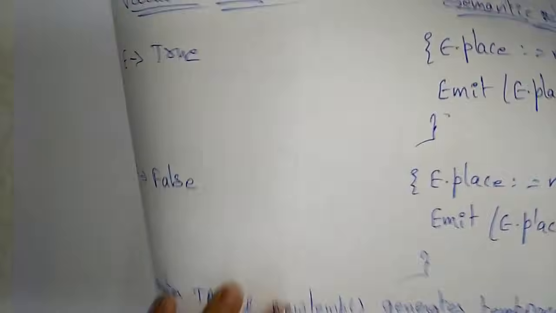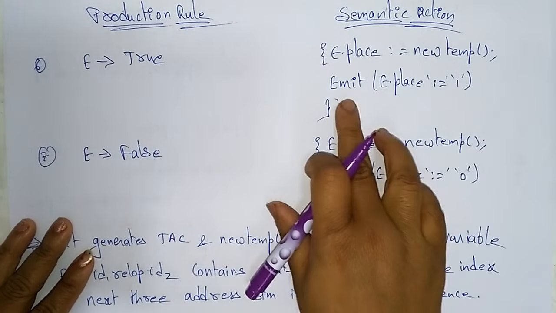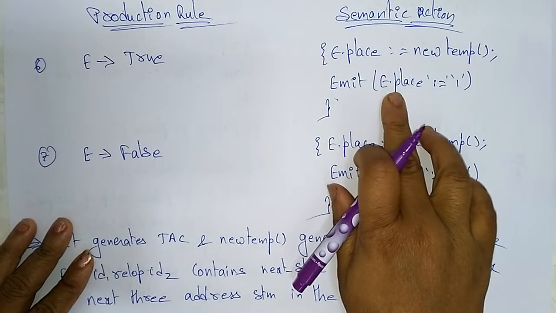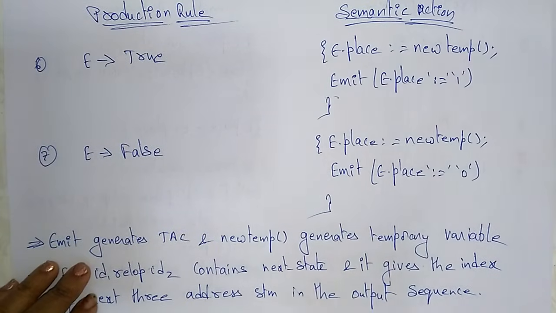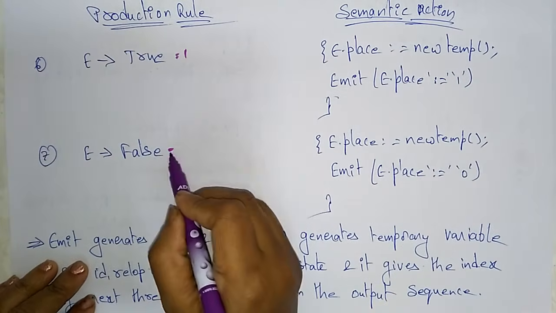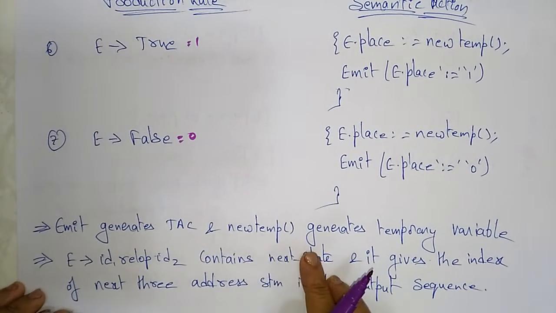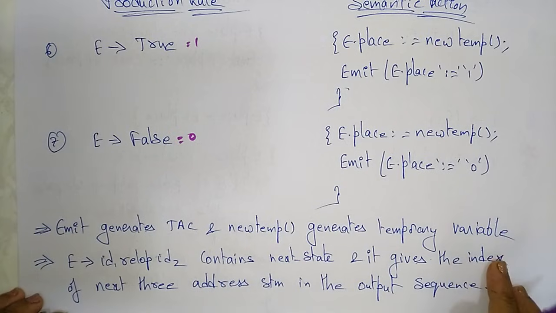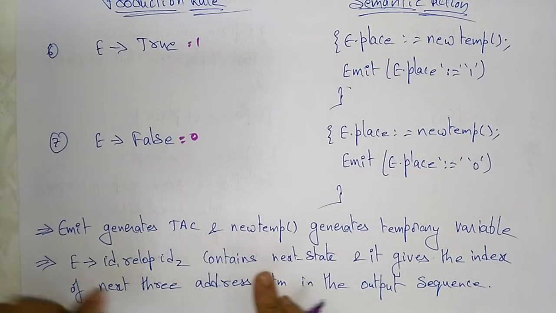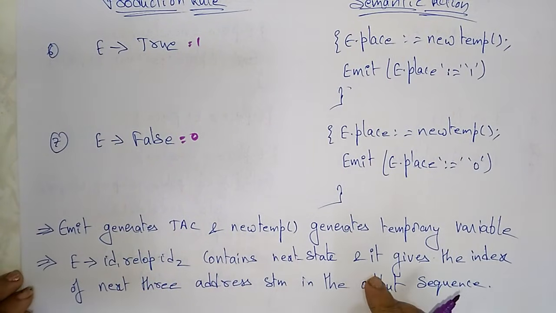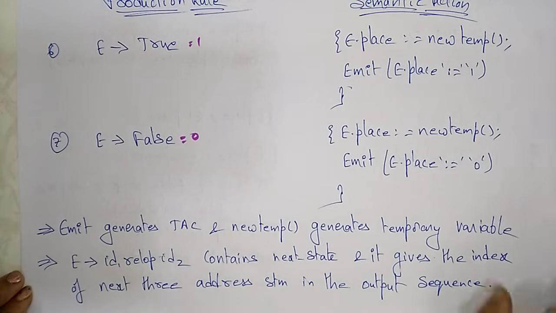And the fourth production is E determines true. Just assign a new temporary variable to E dot place and generate a 3 address code, that is E dot place is equal to 1. True means 1, 0 means false. That you have to remember. True means 1, 0 means false. So emit generates a 3 address code and new temp generates a temporary variable. For E determines ID1 relational operator ID2, next state gives the index of the next 3 address statement in the output sequence.